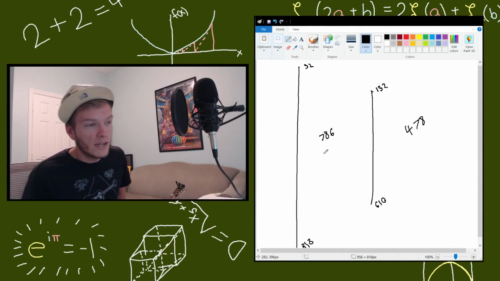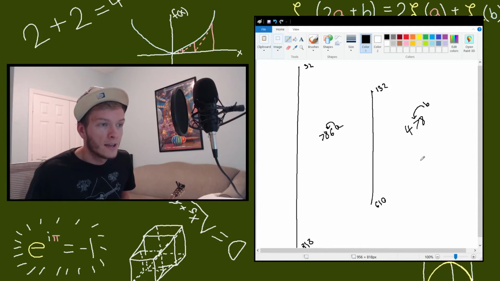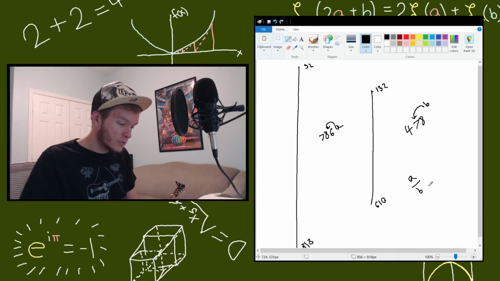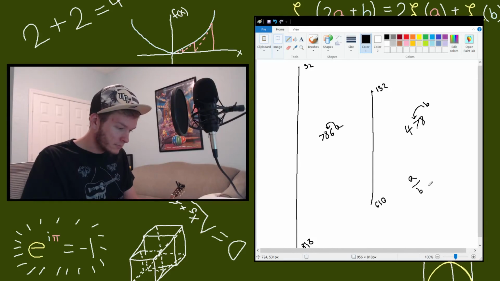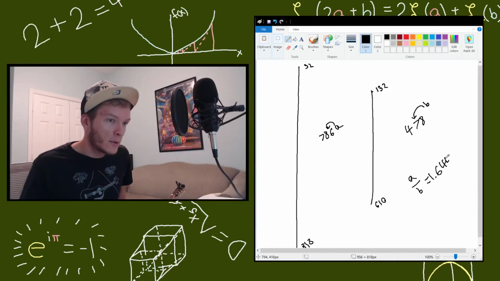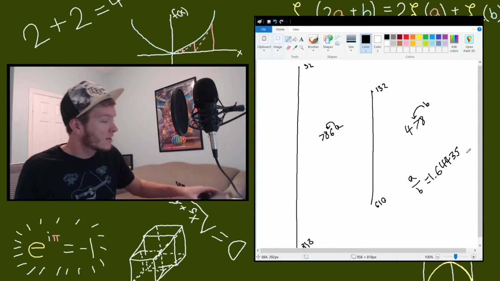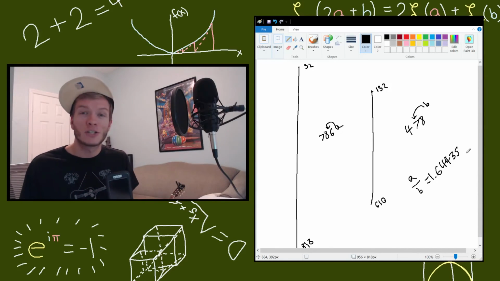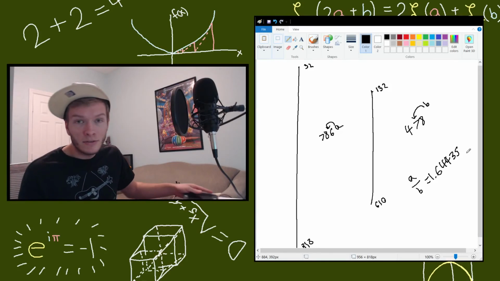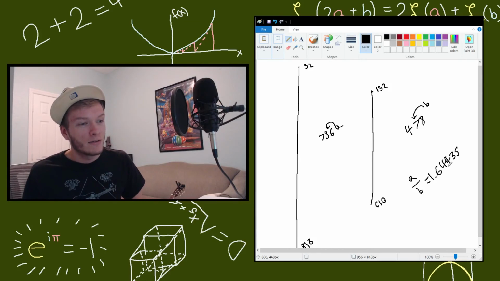So now if we call this A, and we call this guy B, then we'll go A over B is equal to, drum roll please, 1.64435. So obviously I've made some approximations. There's probably some slight adjustments for size purposes on the iPhone screen, but I think that's pretty neat that we actually have that sort of ratio.